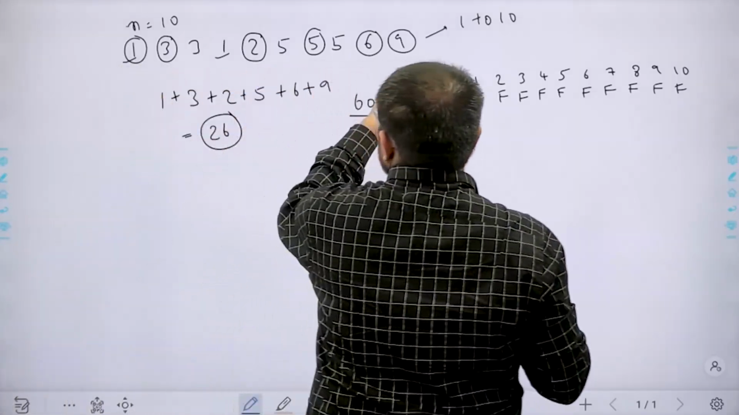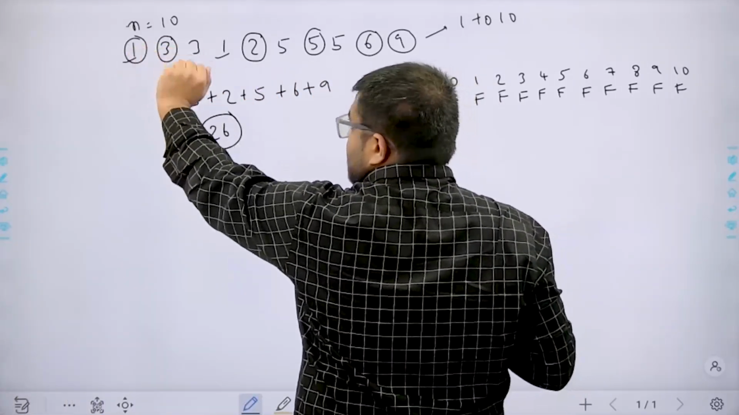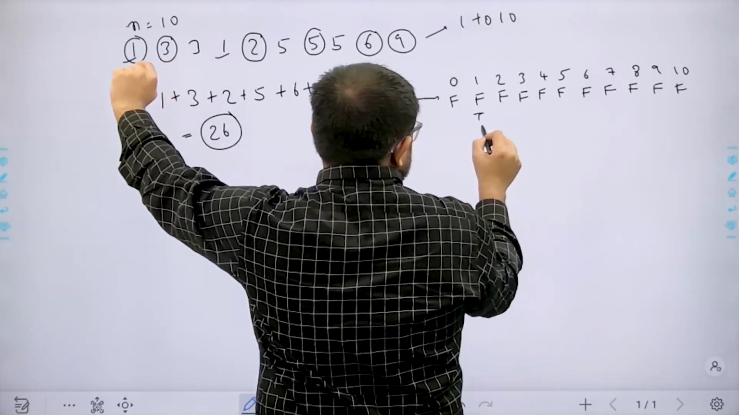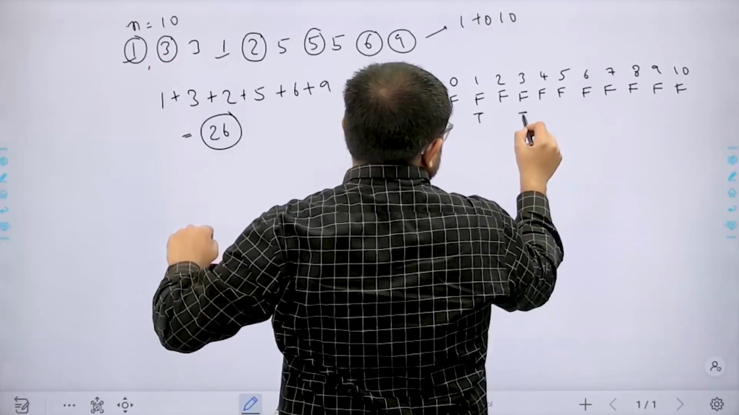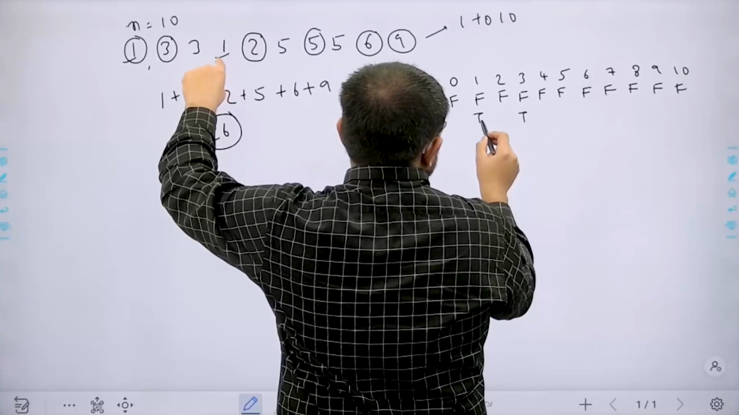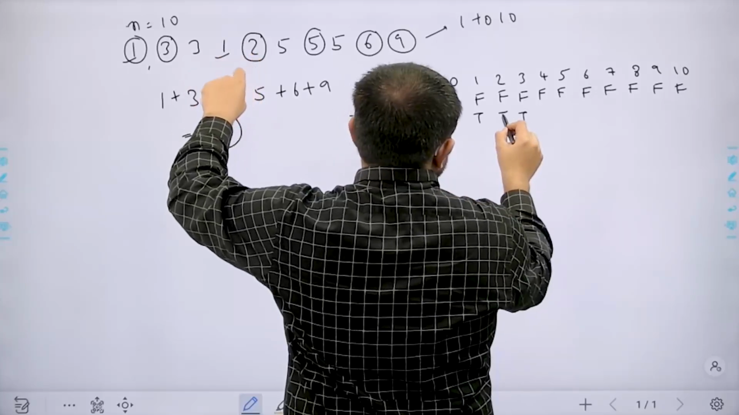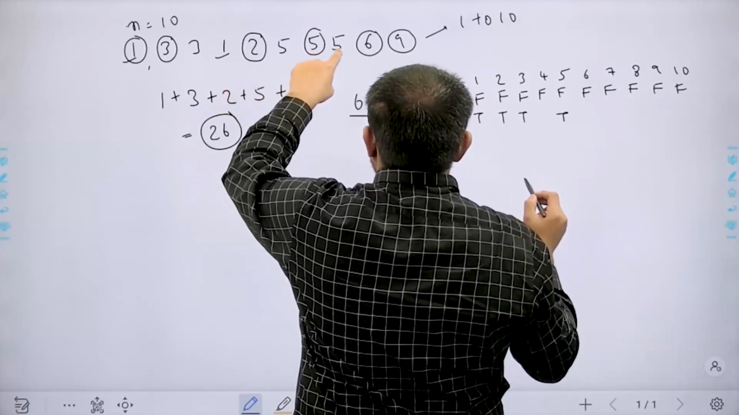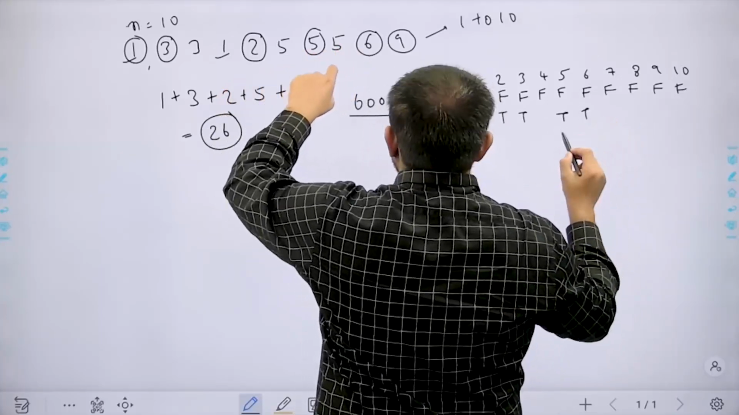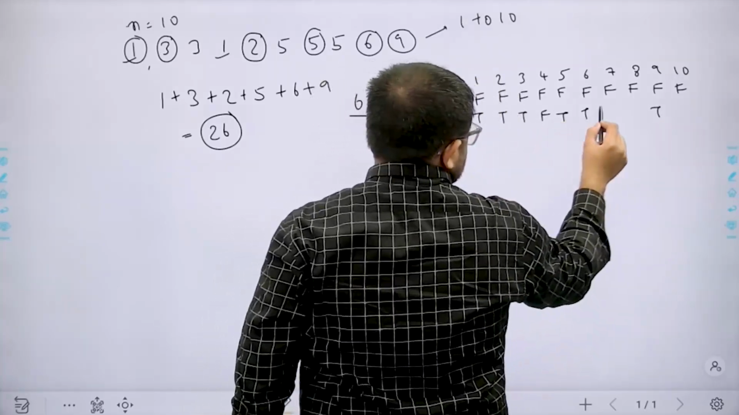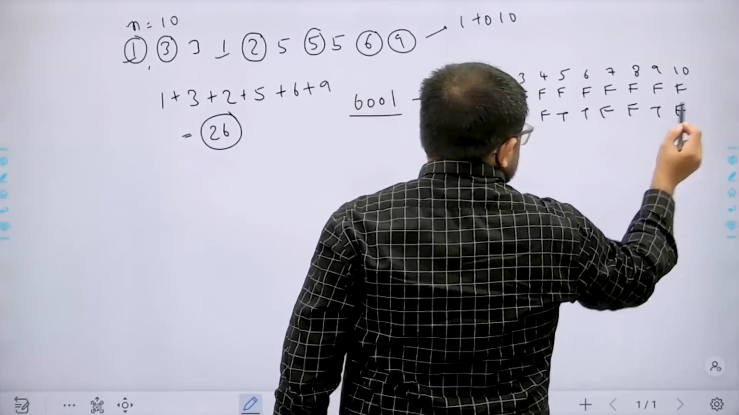Now I will traverse the array and make the respective indexes true. For example, here the cost is 1, so I will make this true. Here the cost is 3, so I will make this true. Here the cost is 3, it is already true. Here the cost is 1, this is also already true. Cost is 2, I will make it true. Cost is 5, I will make it true. Cost is 6, I will make it true. And cost is 9, I will make it true. And this will remain false. So this will be my array.